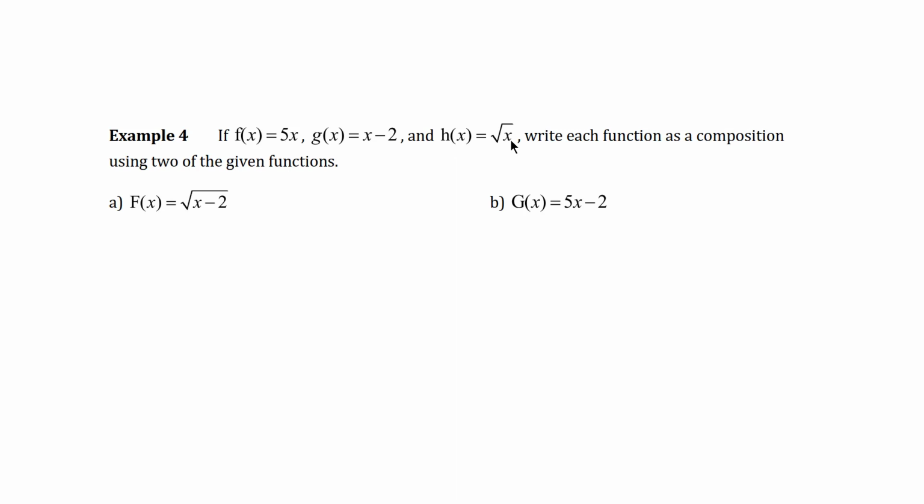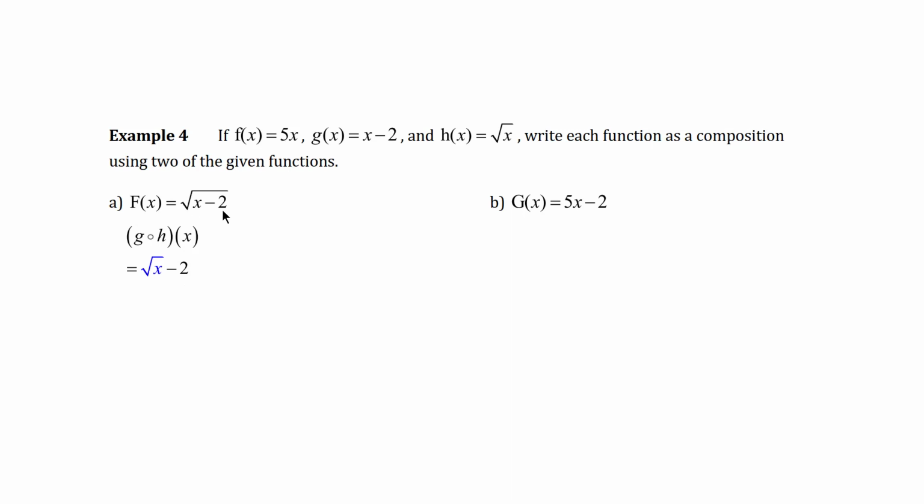Now there are two different ways that we could perform this composition. However, only one of them would be correct. So the first composition I'm going to try is g composed of h of x. If we do the composition, we take h of x, which is the square root of x, substitute it in for x in the function g. This results in the square root of x minus 2. You can see here that this does not equal the function capital F of x.